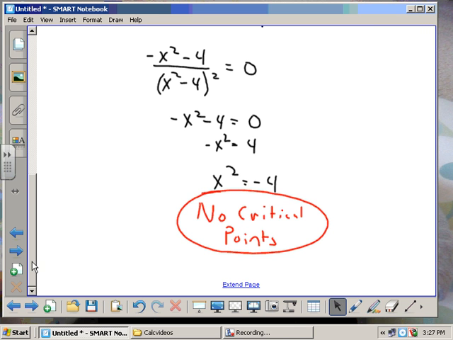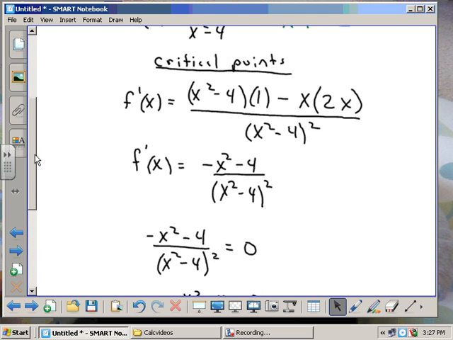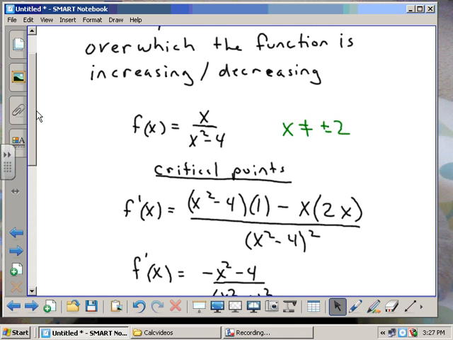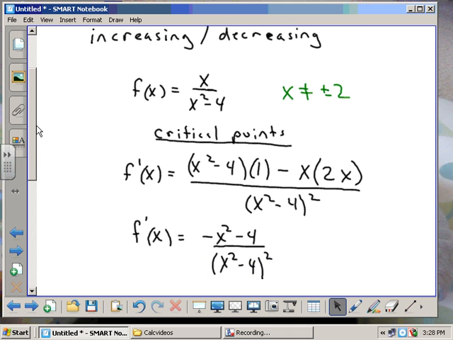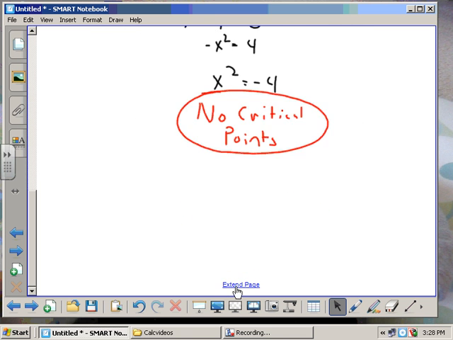Okay, knowing that we do not have any critical points, that's okay. We won't have any maxes or mins, but we still will have intervals of increase and decrease. Looking back at our original function again, because I know that it's not continuous at plus and minus 2, those are the values I'll use to set up a number line just to help me stay organized. So negative 2, positive 2. We'll plug values into the first derivative to determine whether this is increasing or decreasing.